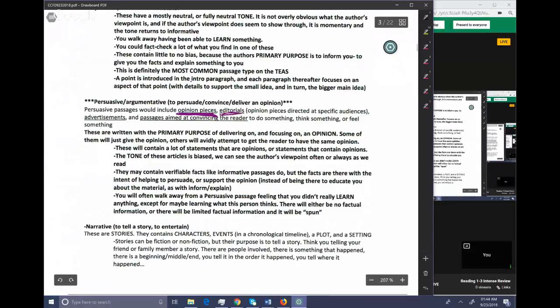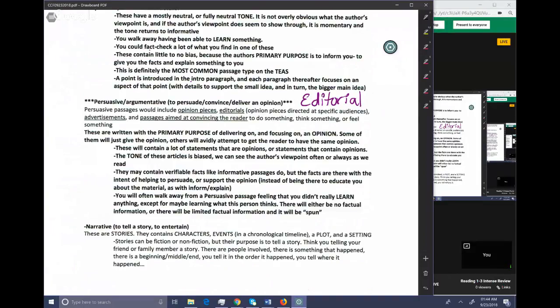Editorials. A lot of people don't know what editorial means. And again, I wasn't as clear in the class as I would have liked to be about that. An editorial is an opinion piece directed at a specific audience. The term editorial comes from newspapers originally, where you could write an editorial and they would publish it in the newspaper so that you could convey your opinion about something.